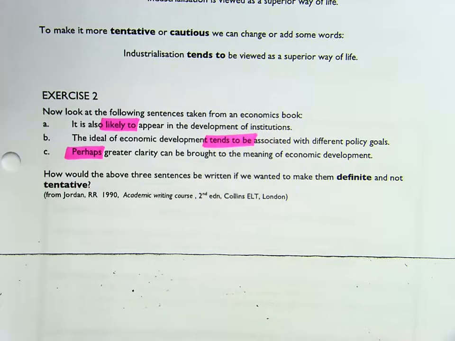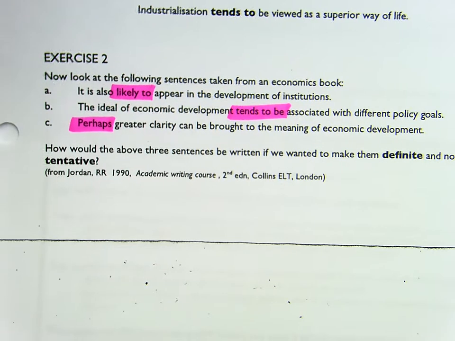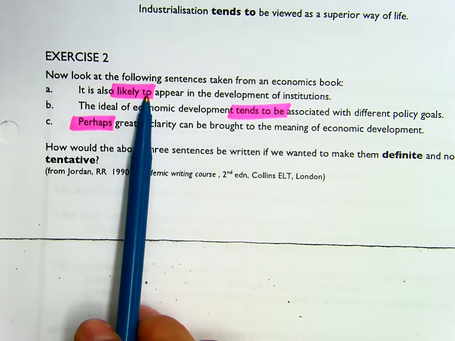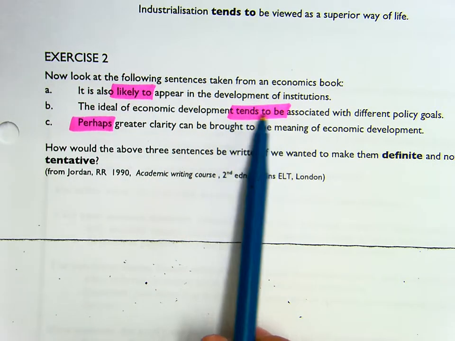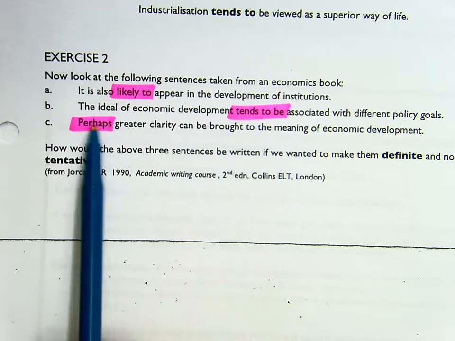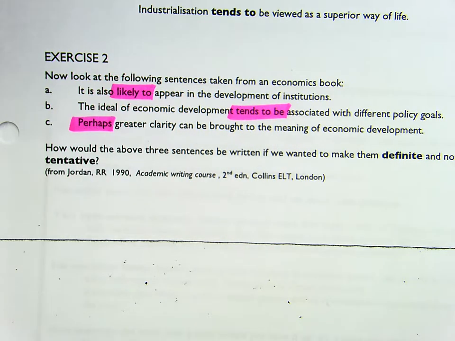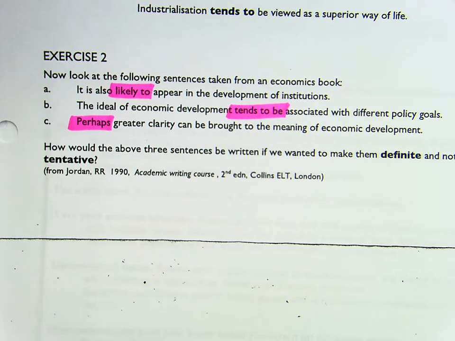Here are the answers. A says "likely to," which makes it cautious or tentative. B says "tends to be." And C says "perhaps." So you want to avoid using words like that in your essays.